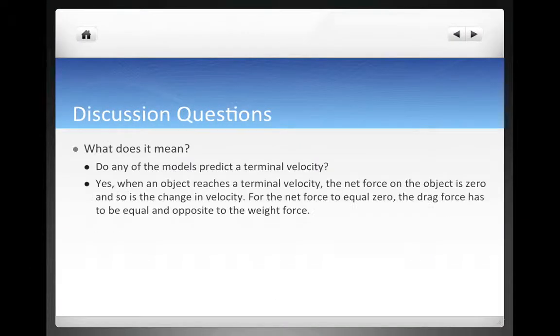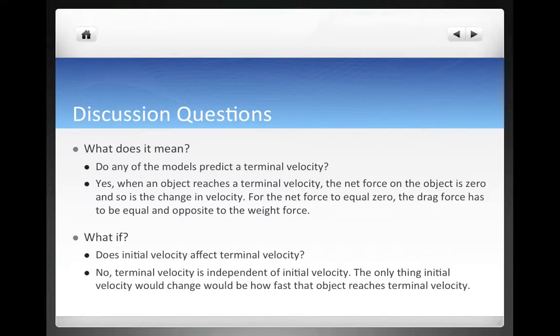Now let's look at the discussion questions. The first question being, do any of the models predict the terminal velocity? In this case, yes, the model that accounts for the drag force would predict the terminal velocity. When the object reaches a terminal velocity, the net force on the object is 0, and so is the change in velocity. For the net force to equal 0, the drag force has to be equal and opposite to that of the weight force.